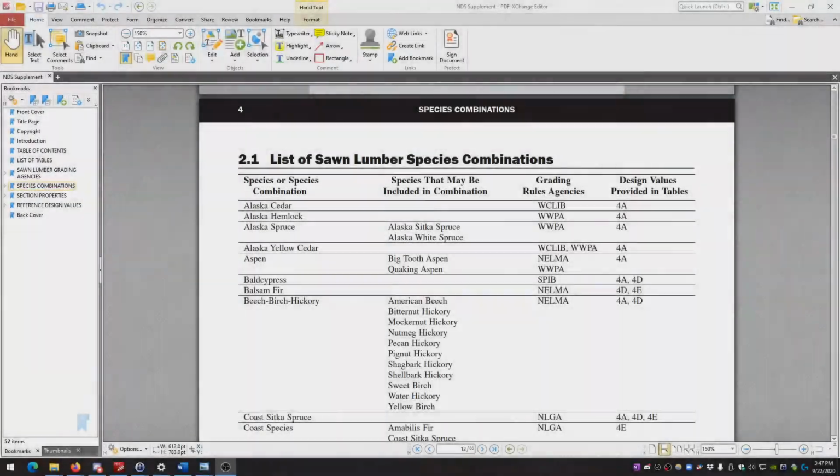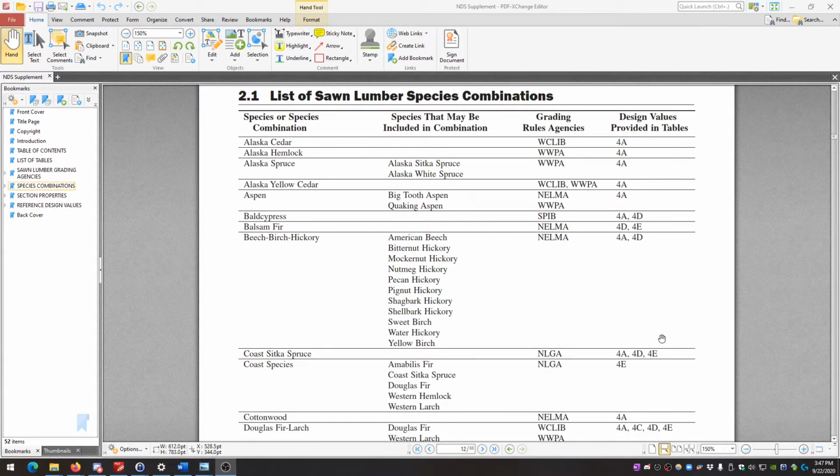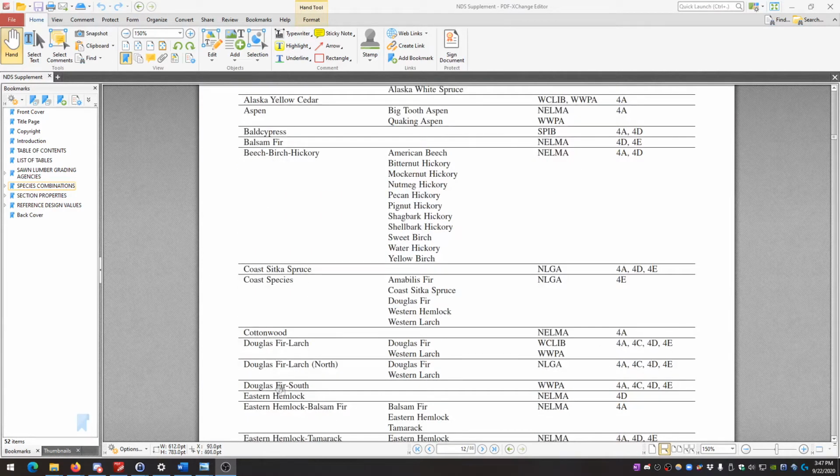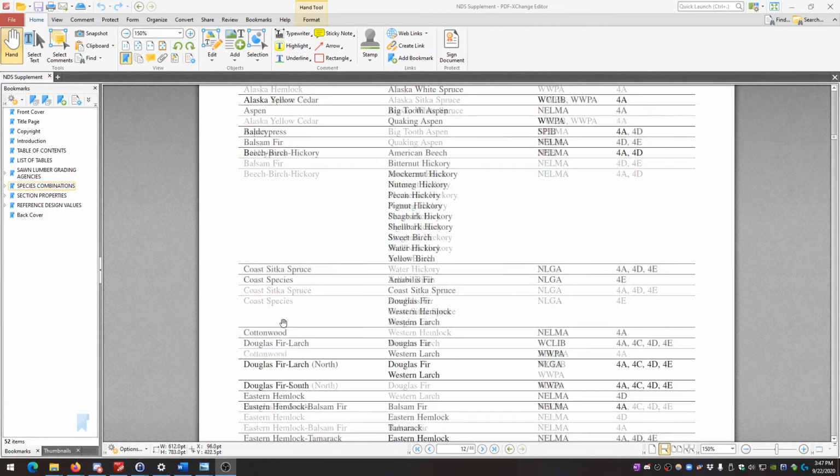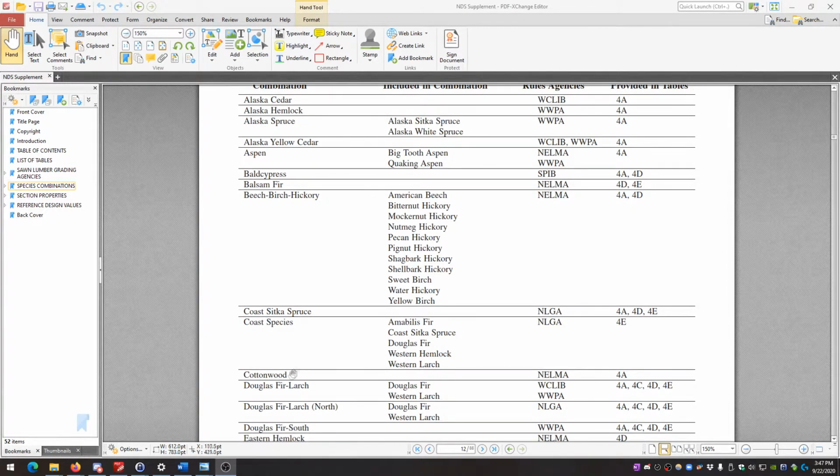And this explains Table 2.1, a list of sawn lumber species combinations, and this is found in the NDS supplement. So if we scroll down here to the Douglas fir larch, we'll see that Douglas fir and Western larch are grouped together in a single species combination. Some other things to note here.